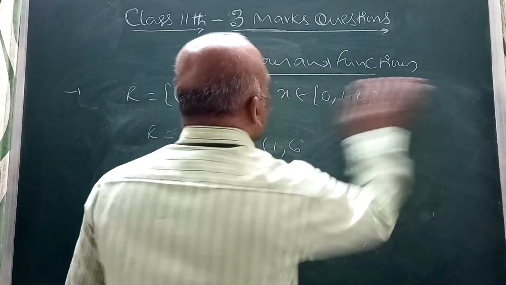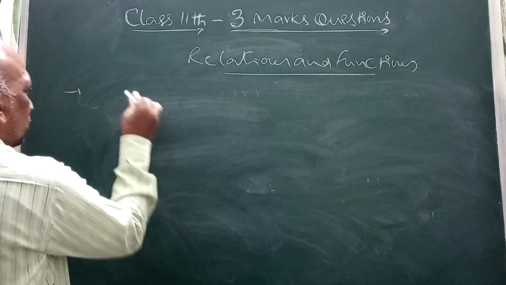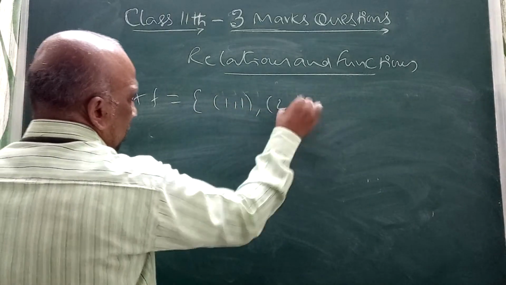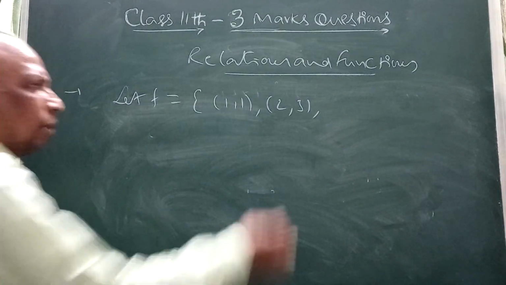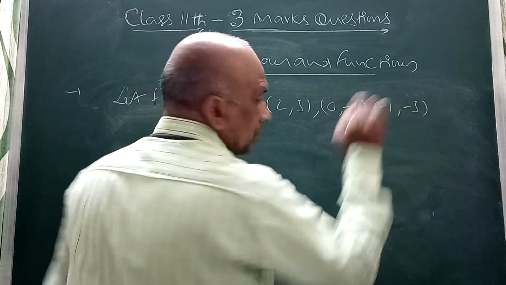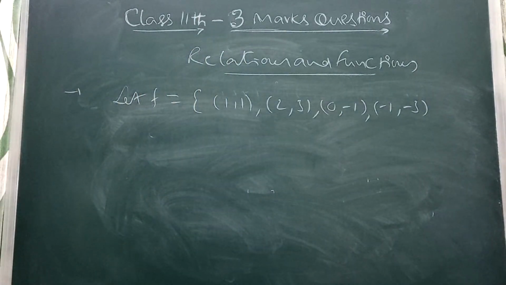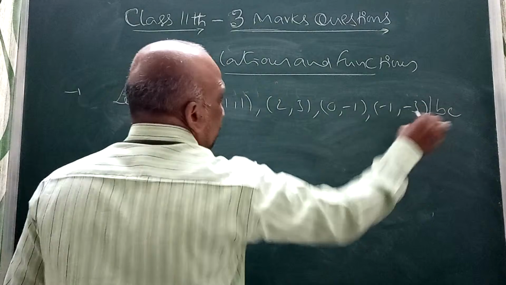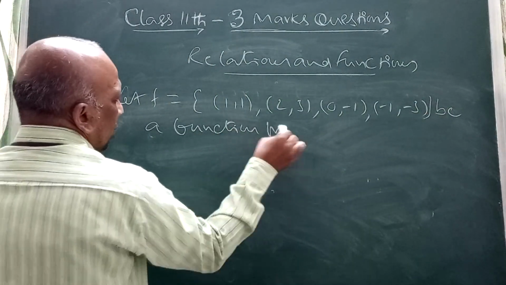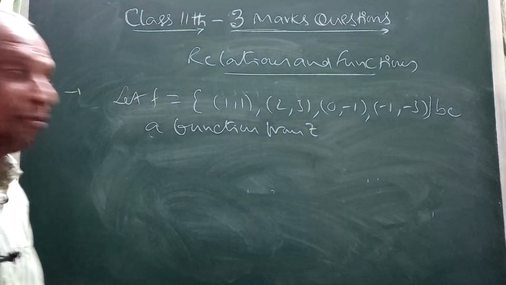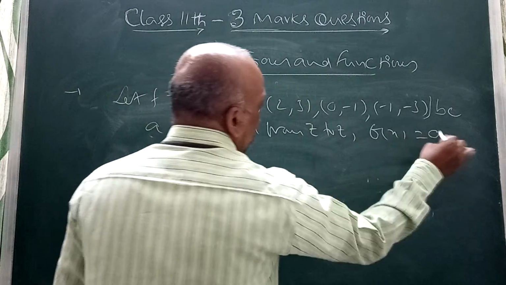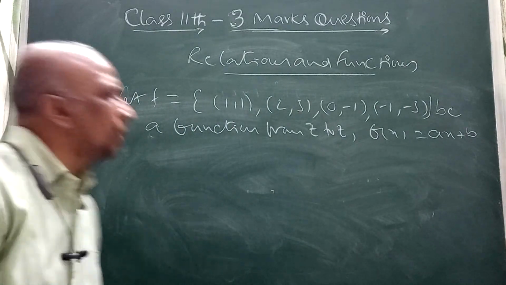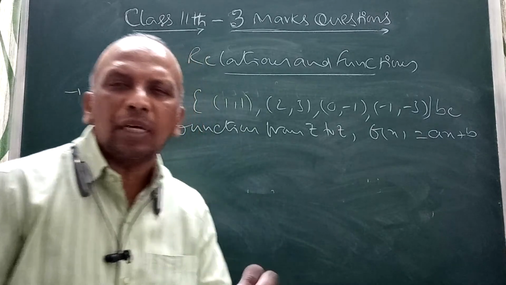Suppose f is given here: the ordered pairs (1, 1), (2, 3), (0, -1), (-1, -3). Let f be a function from Z to Z defined by f(x) = ax + b for some integers a and b. Find a, b.